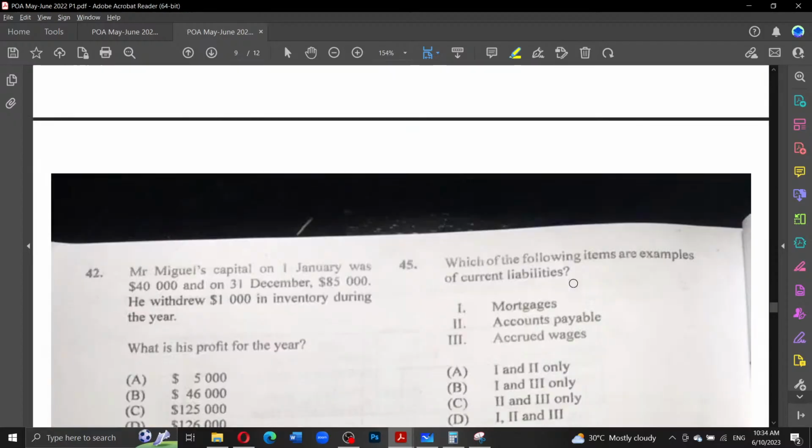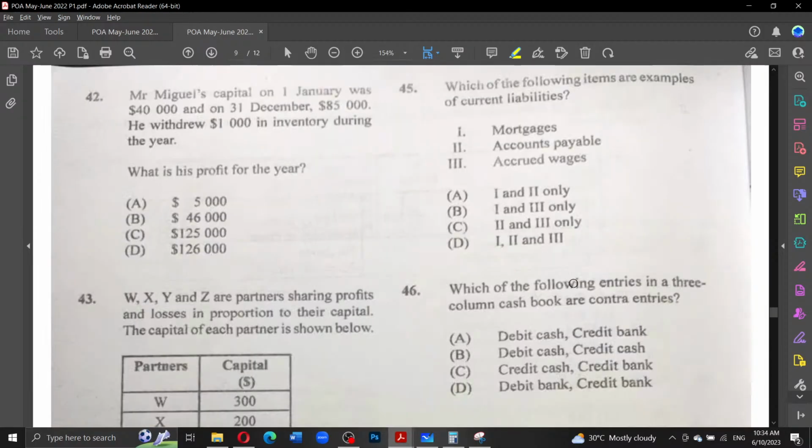Alright, moving on to 42. Mr. Mega's capital on 4th January was 40,000, and on 31st December 85,000. So remember, this here is going to be opening capital, this here is going to be closing capital. He withdrew $1,000 in inventory. This here is drawings during the year. What is his profit for the year?